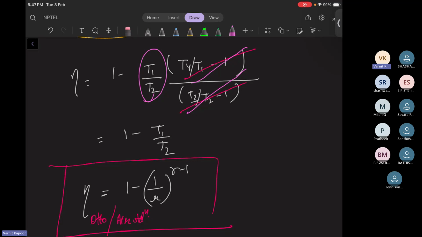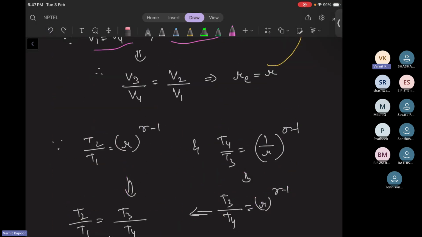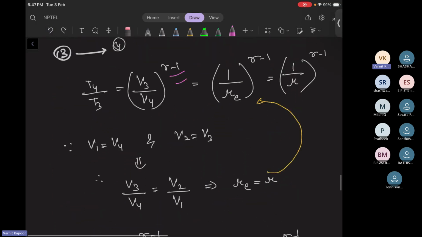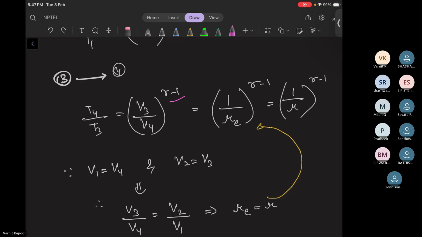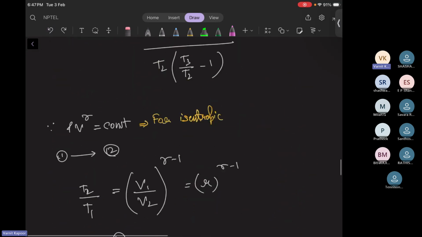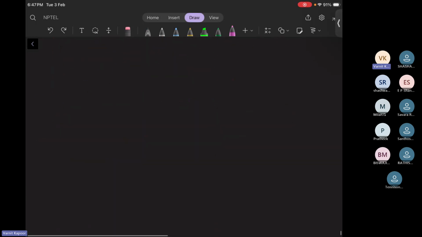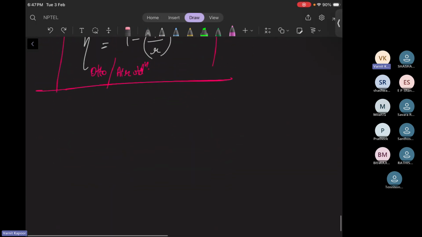Please feel free to ask if any of the steps is not clear. It is clear. Okay, attention. Okay, great. If it is clear, then we can go with one numerical question. Very good numerical. Okay, let me write.